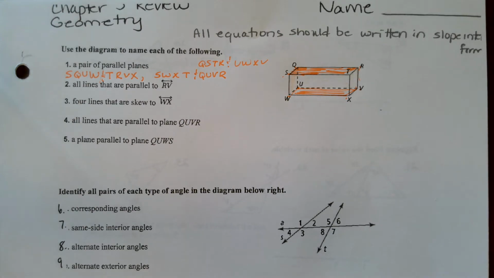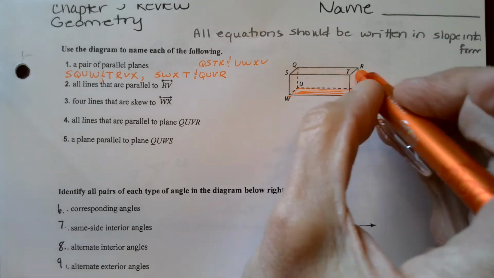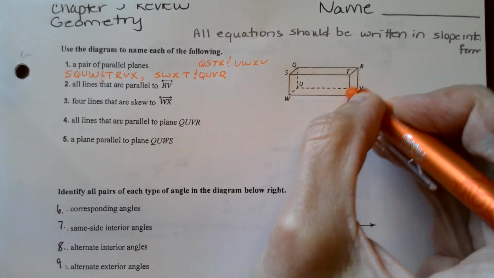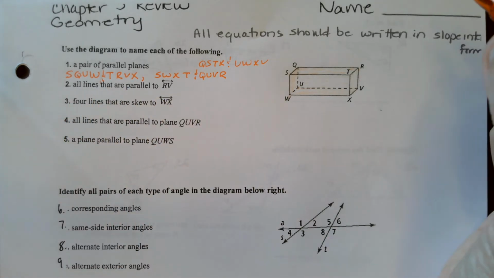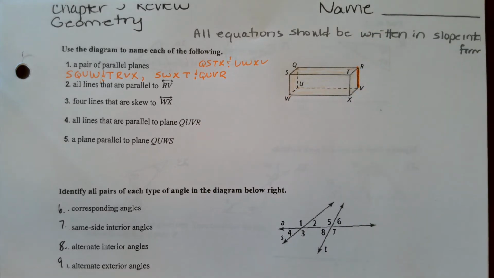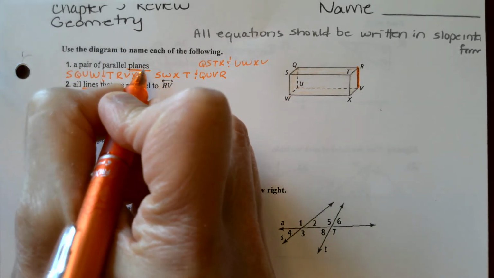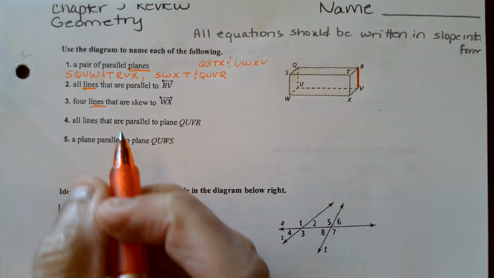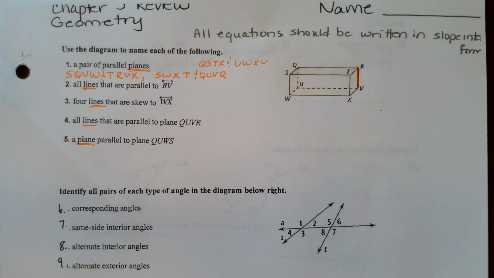Okay. Now, all lines that are parallel to RV. So I'm going to erase this so I can get focused on what this specific question is asking. All lines parallel to RV. So I'm going to go find RV and darken it so I have my focal point. And I need lines. So when you're reading these, make sure you see what they're asked for. Here it was planes, lines, lines, lines, plane. I suggest you do that. Underline these things to help you.